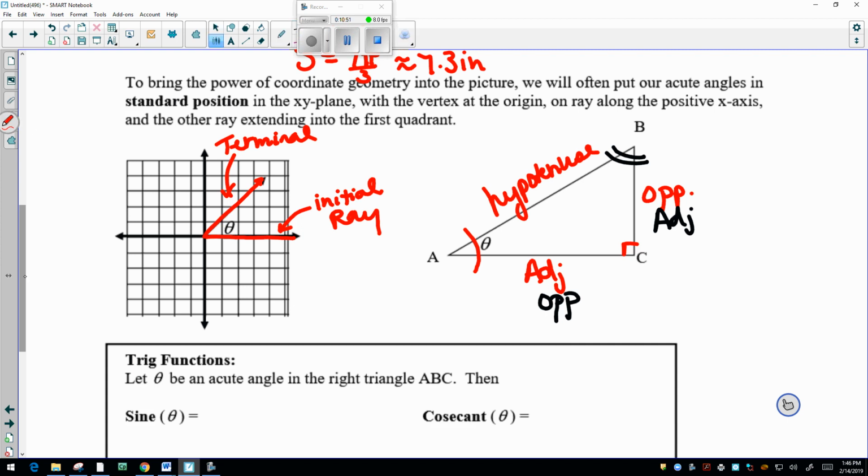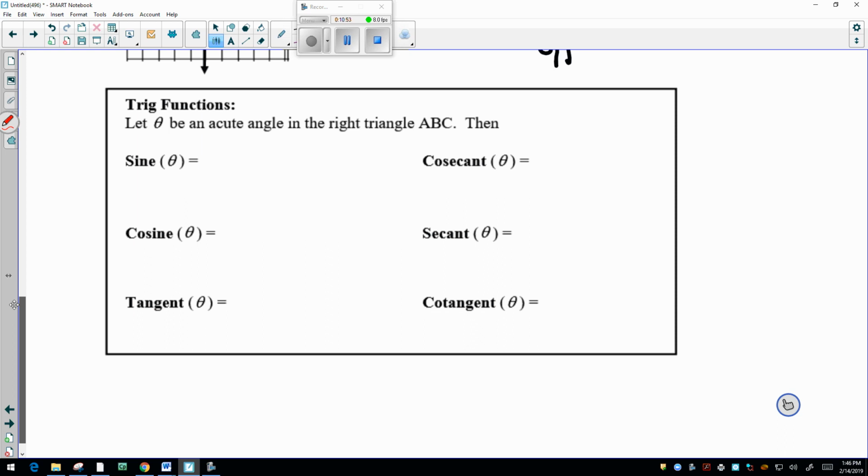Okay. Some basic ratios, again, we used these last year, used these in geometry. Basic ratios that we need to know for sine. Sine is opposite over hypotenuse. Cosine is adjacent over hypotenuse. Tangent is opposite over adjacent.